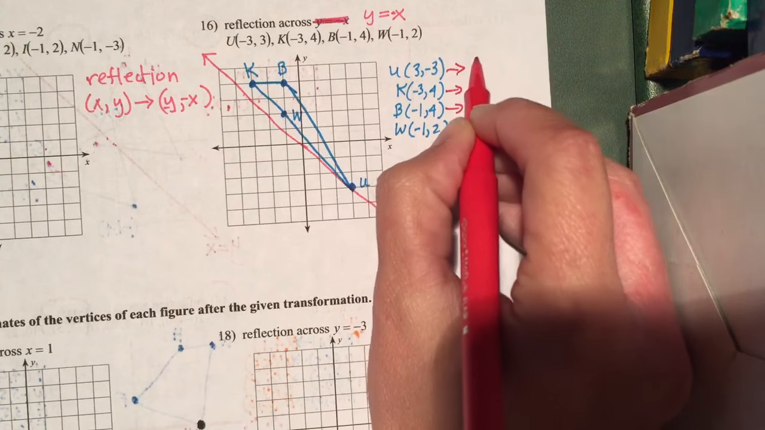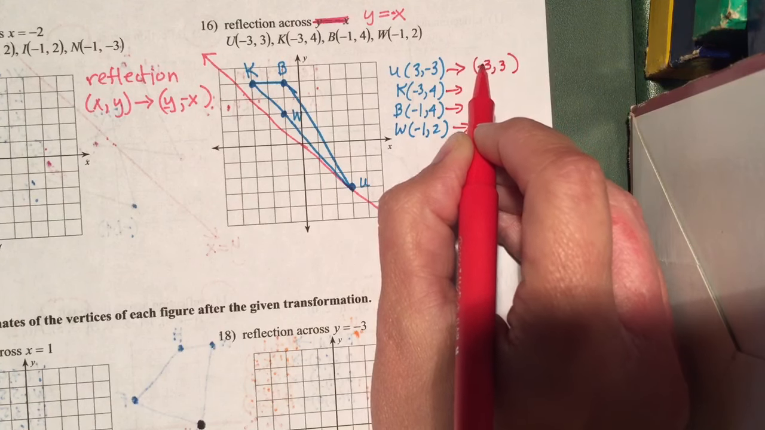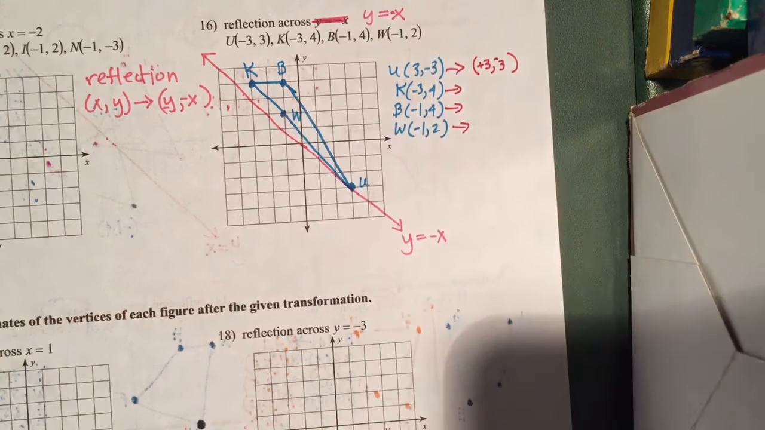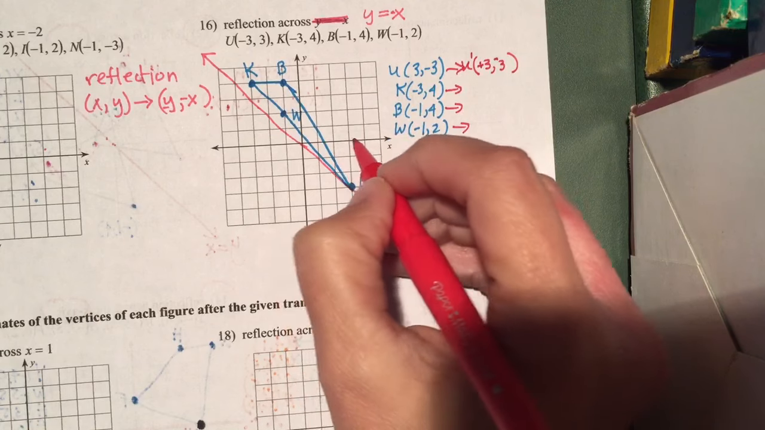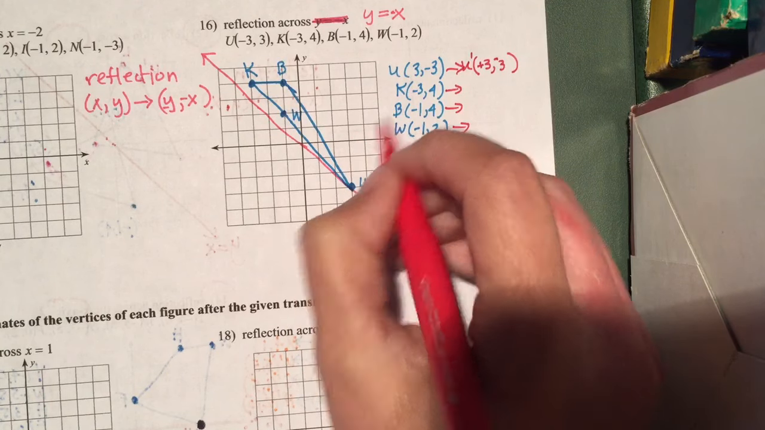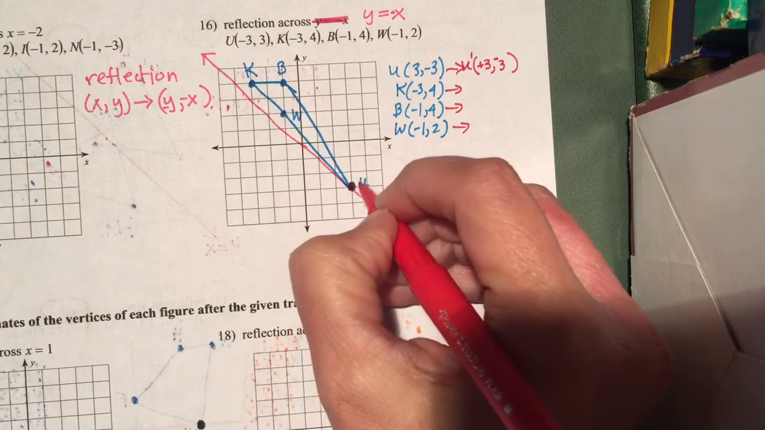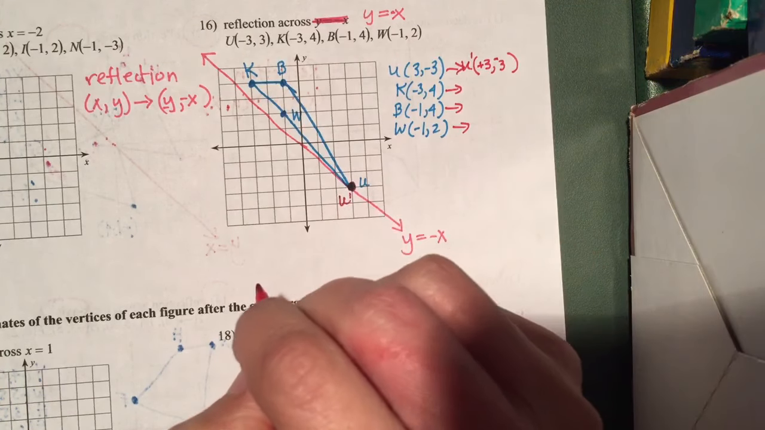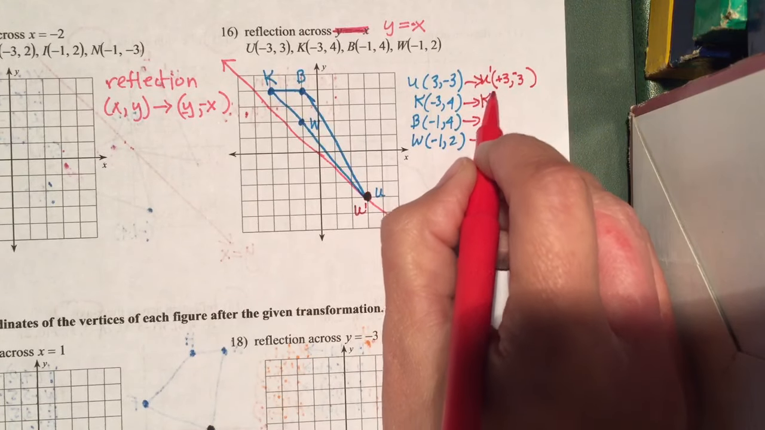is use my rule. I'm going to flip them, -3, 3, and then flip the signs, positive, negative. So the image of u will be at 3, -3. So the image is going to be in the same spot as the original, which is possible if you've got the same numbers. So then I've got the image of k.